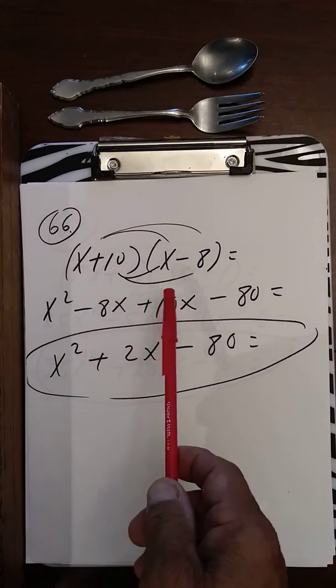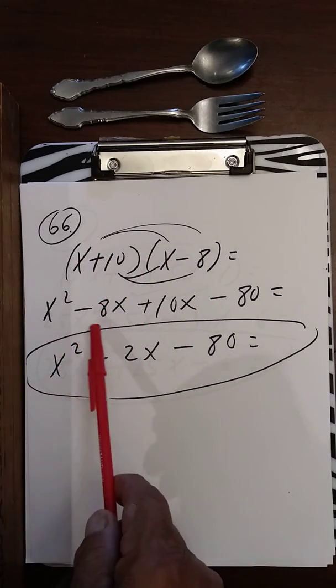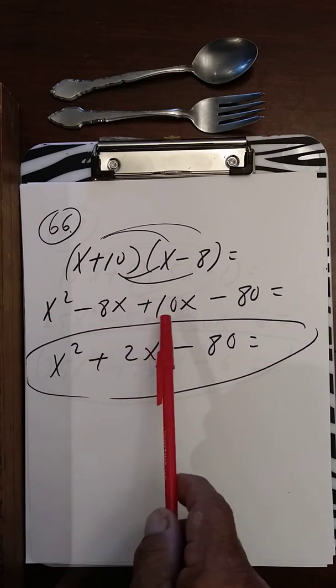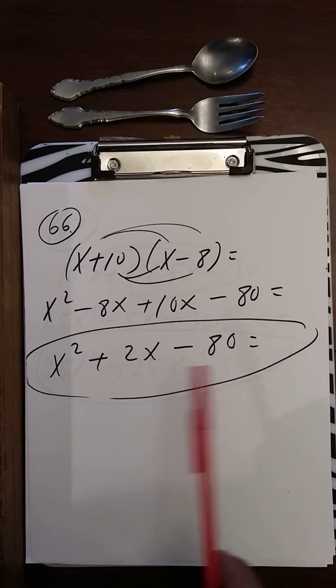X minus 8. X plus 10. X and x squared. X times that minus 8x. That times that is 10x. That times that minus 80. So x squared, 10 minus that is 2. X squared plus 2x minus 80. We're done.